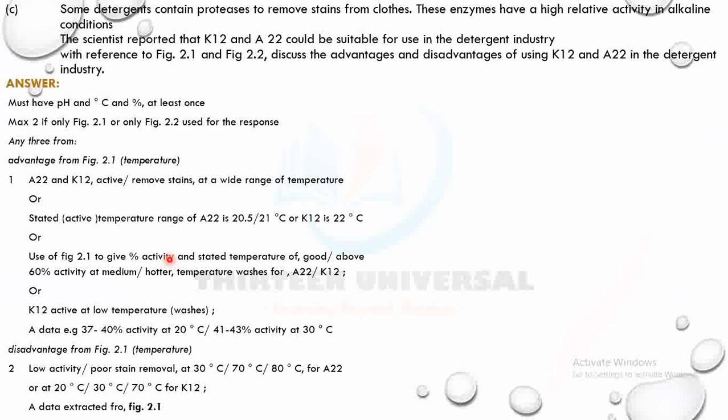Use Fig to give activity and stable temperature of good above 60. So good above 60, hotter temperatures washes for this. K12 is active at low temperature washes. Yeah, this can wash. Okay, you can quote the data. Disadvantage: low activity, poor stain removal at 30. That's lower temperature. So you quote exactly.